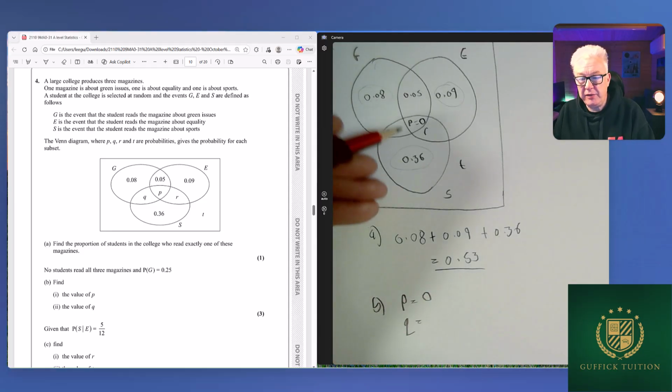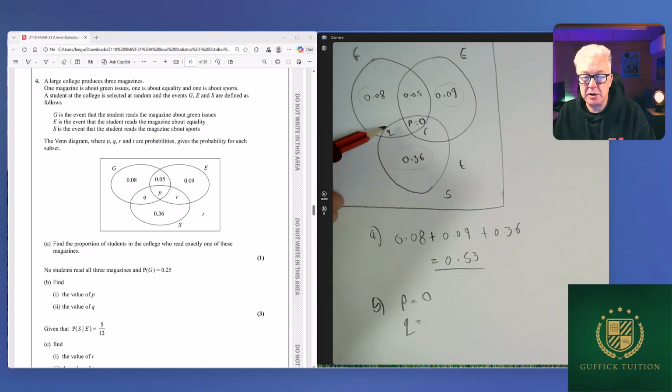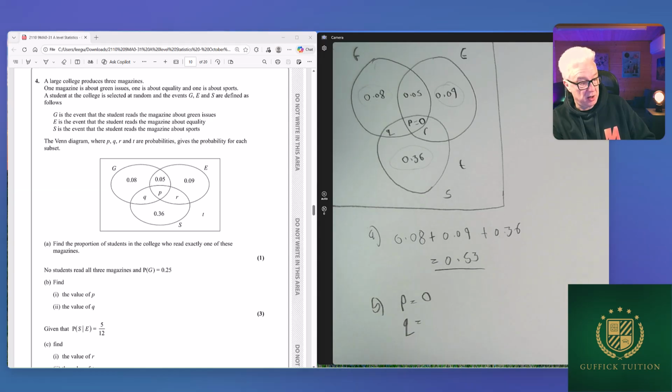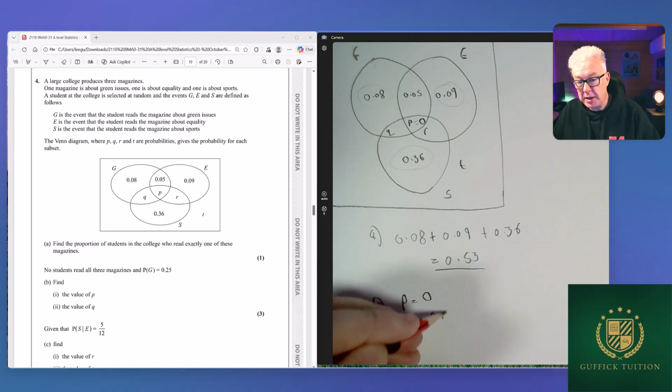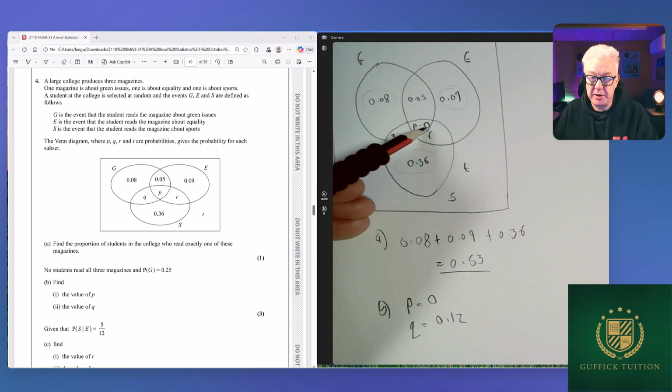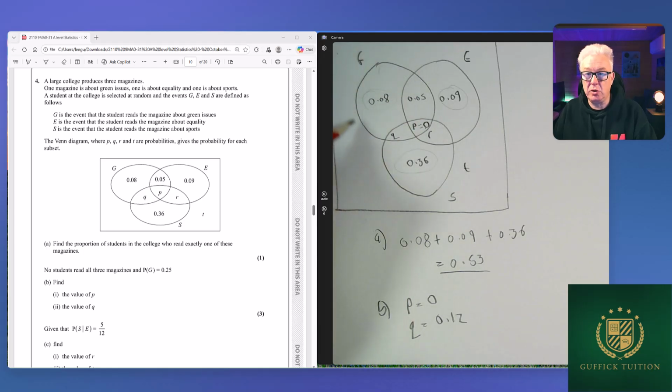Now, if green issues adds up to 0.25, then Q is going to be 0.25, take away the 0.08, take away the 0.05. So that is going to be 0.25, take away 0.08, take away 0.05, which is 0.12. So Q is 0.12, okay? We've worked that out because this is 0. The whole circle here adds up to 0.25. So we've been able to find out what P and Q are from that.